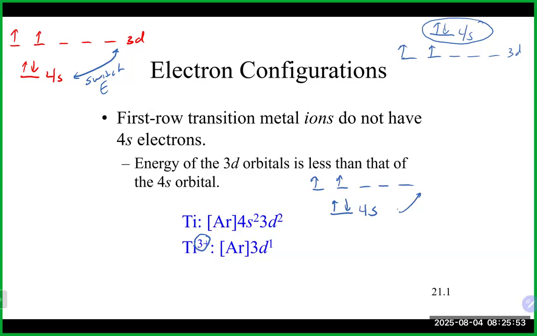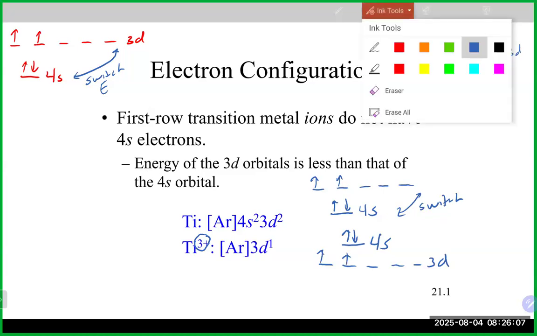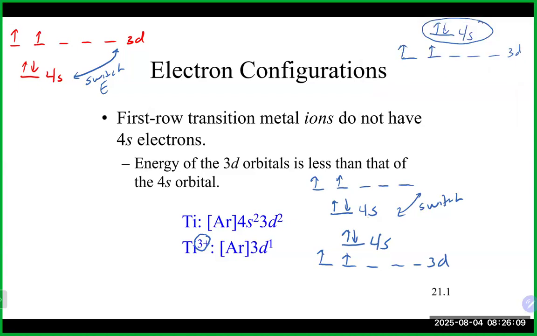But now there will be that switch that will occur. So what will happen is we will end up with this guy higher in energy than our 3d. And now when this Ti loses 3 electrons, it's going to lose these 2 first, and then it needs to lose a third one out of here, and it will end up with argon 3d1.